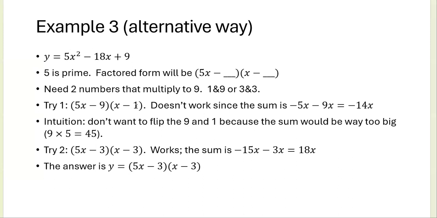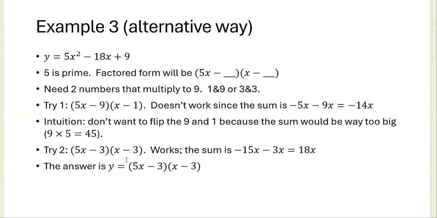Because if I put the 9 here, you have the 9 times 5, which is 45, which looks too big compared to negative 18. So let's probably not do that. So instead, let's put the 9 here and the 1 here. If we expand it out, let's do the math in our head. It'll be minus 5 minus 9, minus 14x would be the middle term, which is not matching negative 18x. This bullet point, I'm just saying, let's not put the 9 there, as I explained already.